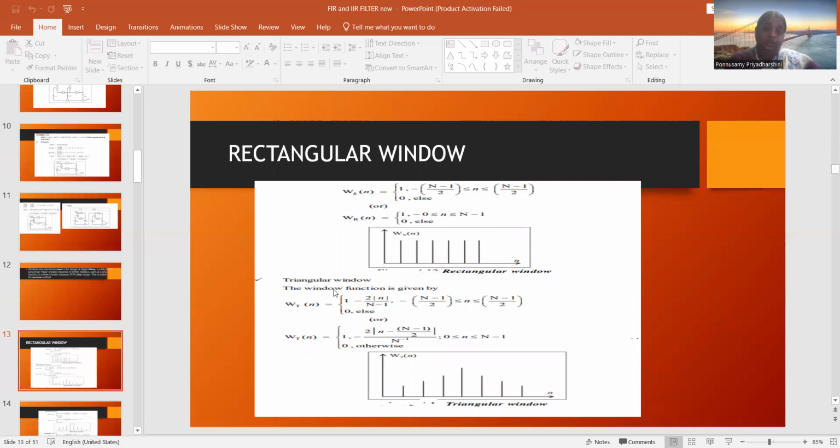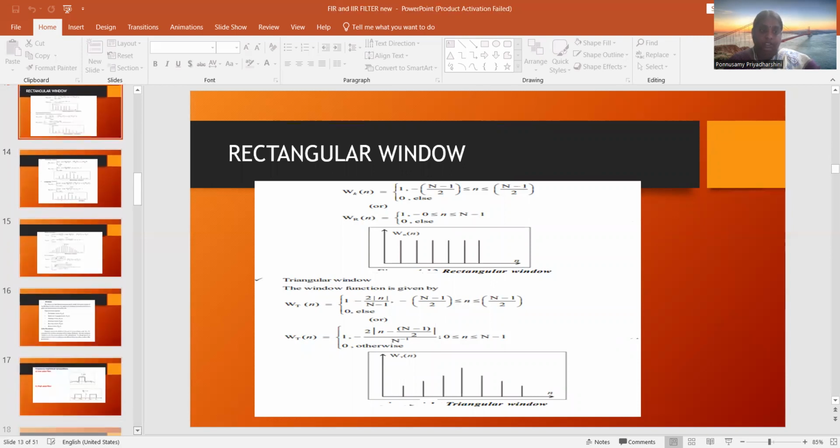The next window is the triangular window. The values are 1 minus 2 modulus of n minus (N minus 1) by 2, over N minus 1, for n from minus (N minus 1) by 2 to plus (N minus 1) by 2, or 0 otherwise. So this is our rectangular window and triangular window representation.